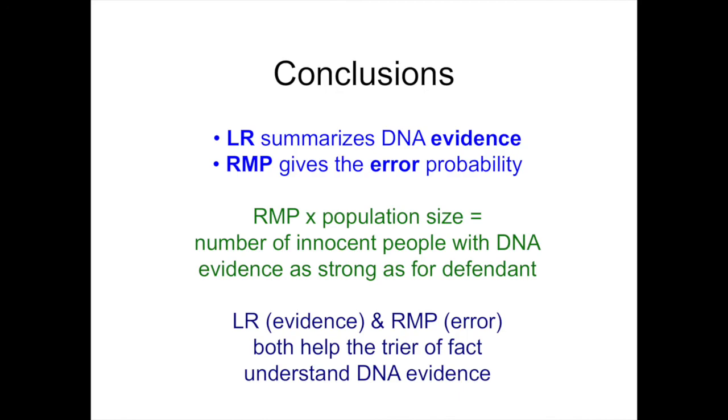And remember, in other cases, that number could be very close to 1 over LR. In other cases, it can be very far. That's why you need to do the calculation. In fact, the likelihood ratio summarizes evidence. The random match probability is a way of understanding error or making a mistake. And they can both help a trier of fact to understand DNA evidence.